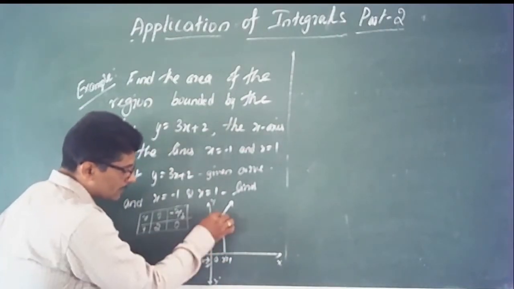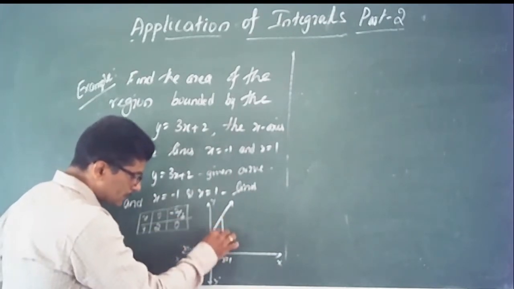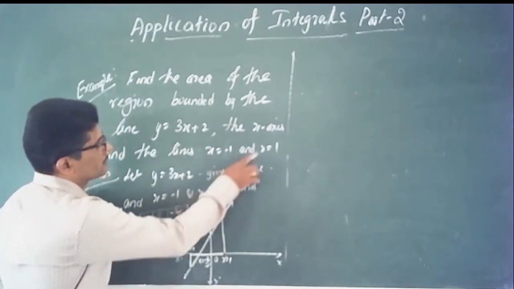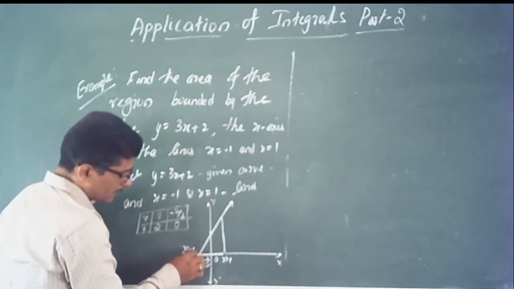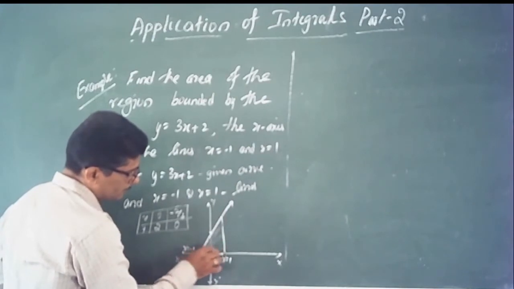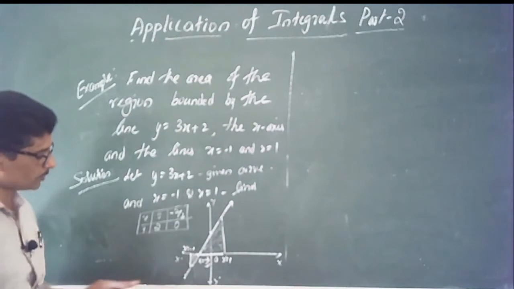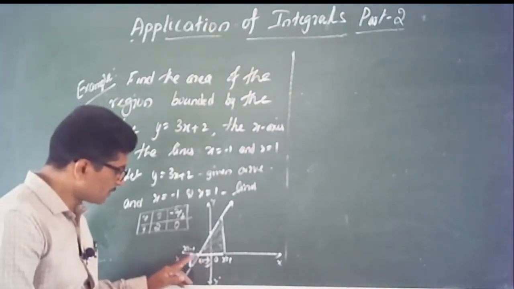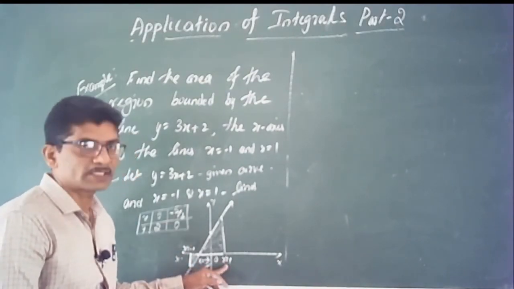The boundaries are this line, then these two lines, and then the x-axis is given. The x-axis, the line x equal to minus 1 and x equal to 1, therefore the required area is this area plus this area. Here you know that some portion of the curve is above the x-axis, some portion of the curve is below the x-axis. Below the x-axis, from minus 1 to minus 2 by 3. Above the x-axis, minus 2 by 3 to 1.